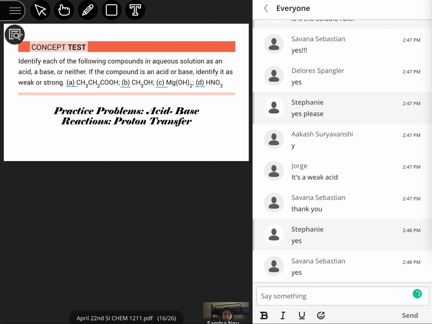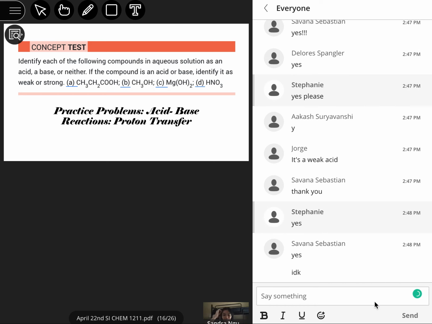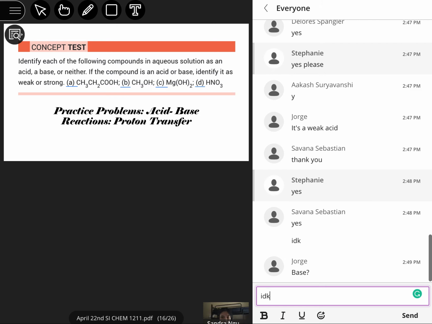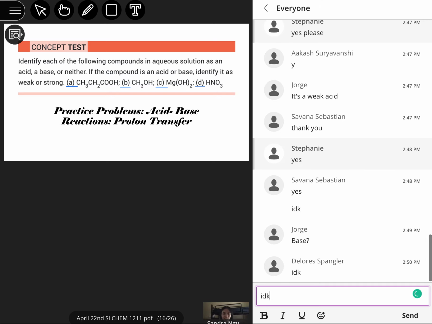Can anyone tell me what that is going to be? Does anyone know? You don't know? Okay, does anyone else have an answer? Like, what would that be? Base? Okay, alright. Do we have any other answers before I explain? Any other final thoughts? If you know it, please let us know. You can help out your other classmates.